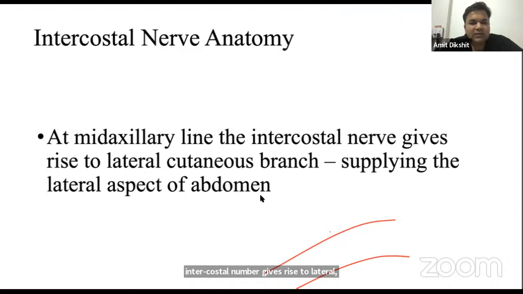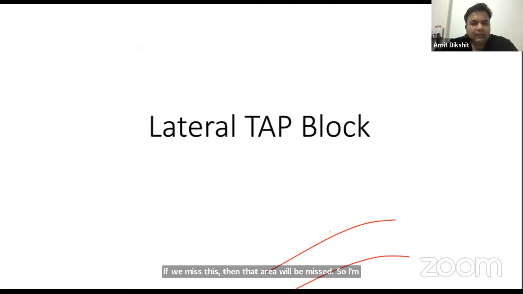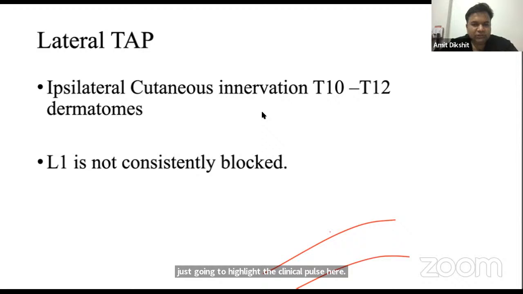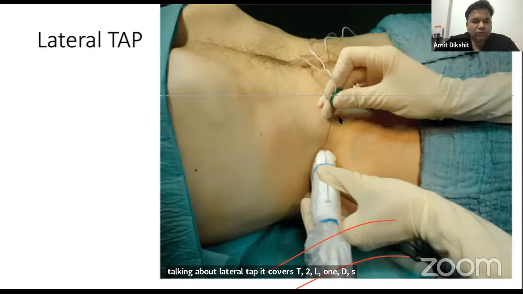So I'm just going to highlight the clinical pearls here. I'm just showing two or three important aspects. What is the nerve which is getting covered? When we are talking about lateral TAP, it covers T12, L1 dermatomes preferably. L1 is not consistently blocked. The position of the patient is like this. Try to push the probe downwards, more on the posterior side, and perform the block, preferably at the mid-axillary line or even posterior.